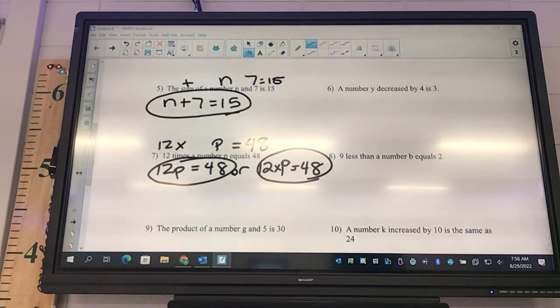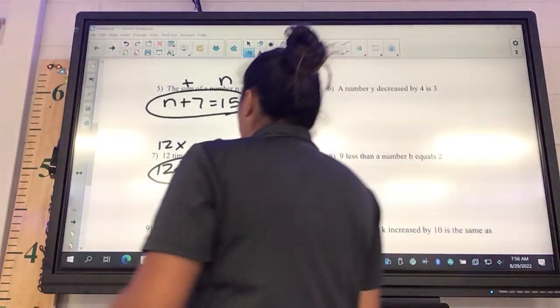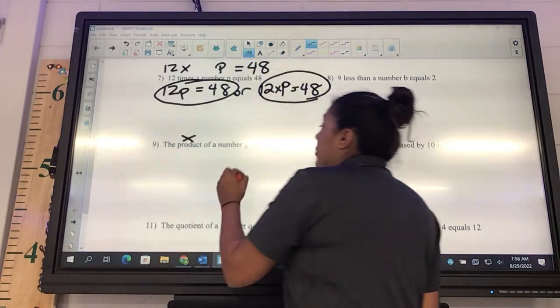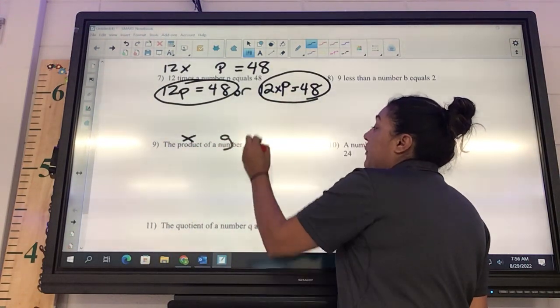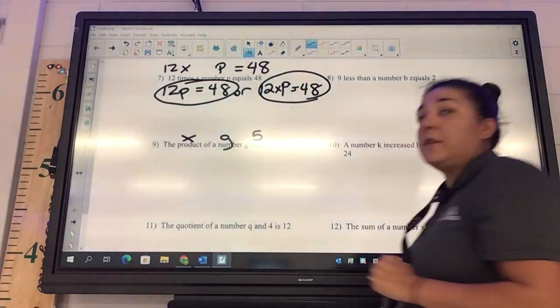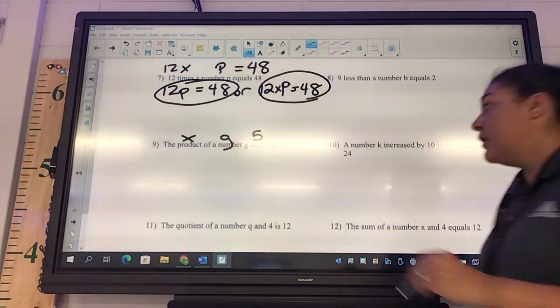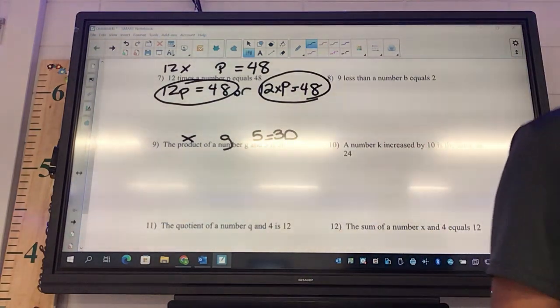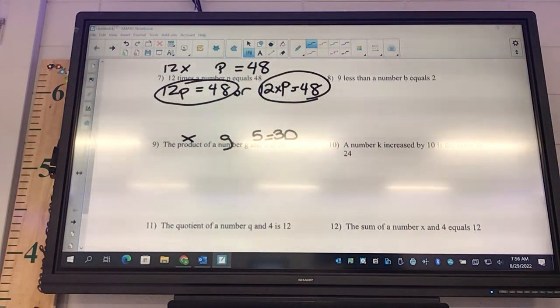The product, what's product mean? Okay, the product of a number g and 5 is, what's is mean? Is means equals 30. What's one way we can write that? 5g equals 30.